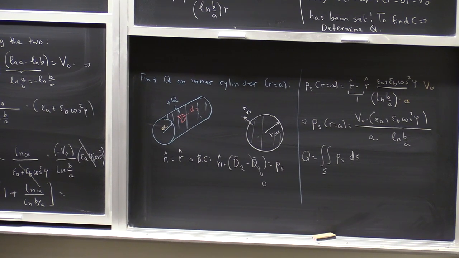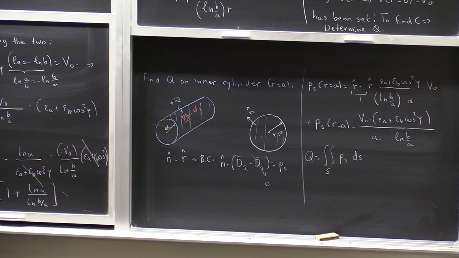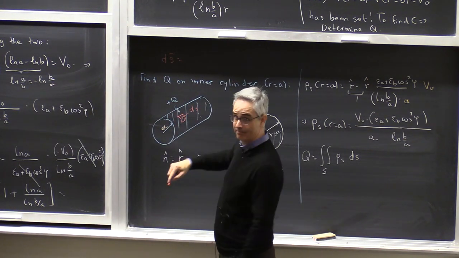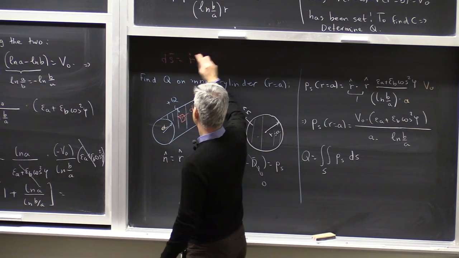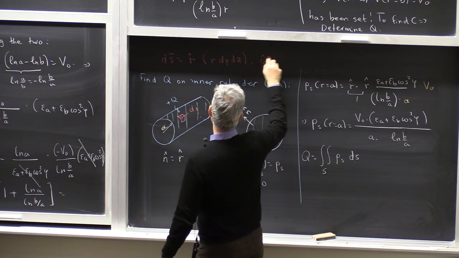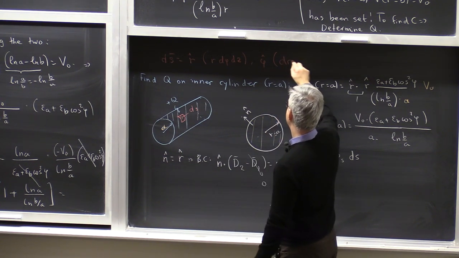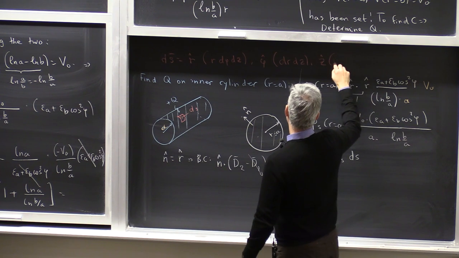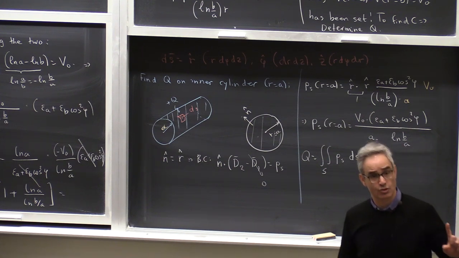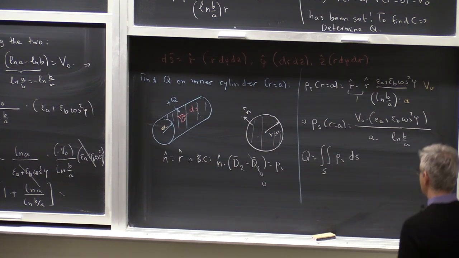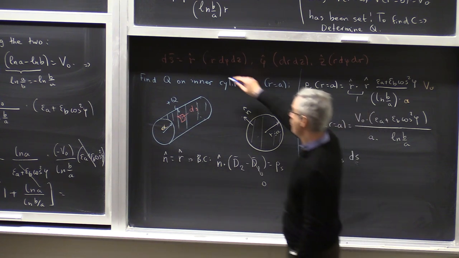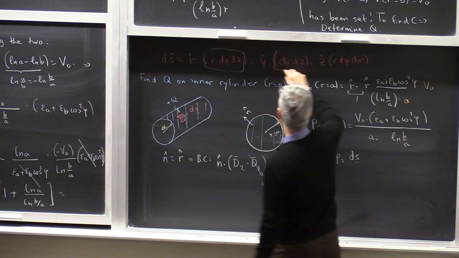Now, if you go to your aid sheet and look for differential surface elements in cylindrical coordinates, you will see three of them. You will see an r hat, r d phi dz. You will see a phi hat, dr dz. And you will see a z hat, r d phi dr. These are vectors. Here we don't have a vector. We have a dS because we are integrating over a surface. So we're looking for one of those three as the candidate.